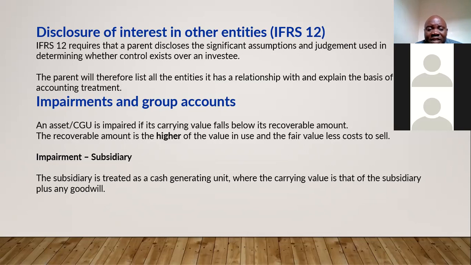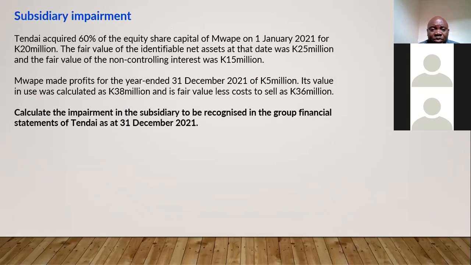We may also have subsidiary impairments. They're saying the subsidiary is treated as a cash generating unit where the carrying value is that of the subsidiary plus any goodwill. So let's look at the examples. We'll try to do them quite easily and quickly. Let me pick one.